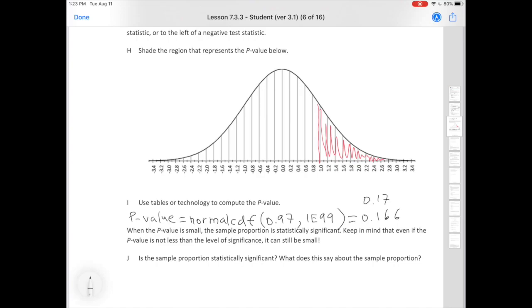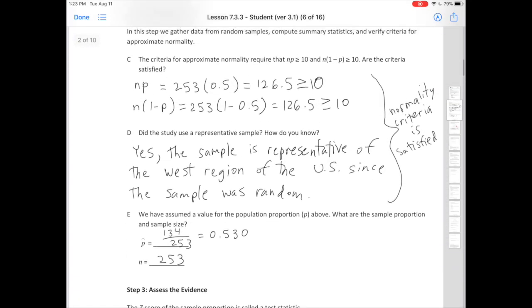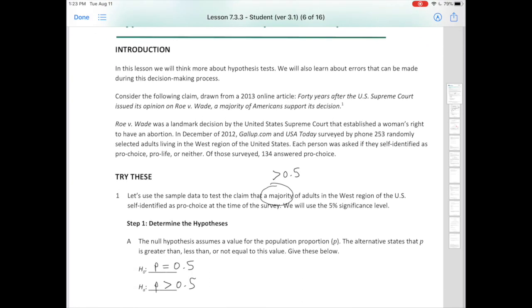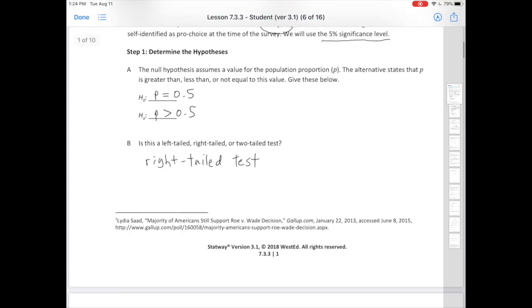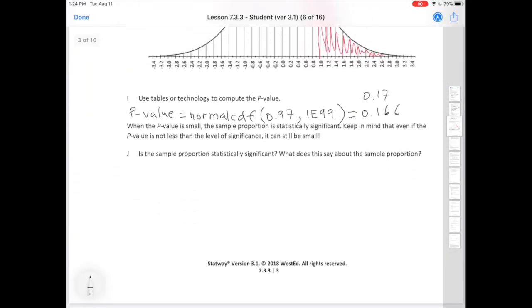Is the sample proportion statistically significant? And what does this say about the sample proportion? Well, let's go back to the level of significance they wanted, because the problem will always state it. Now notice here it does say using a 5% significance level. So that's what we're comparing this number to. So notice that 0.17 is larger than 0.05. What does this mean?